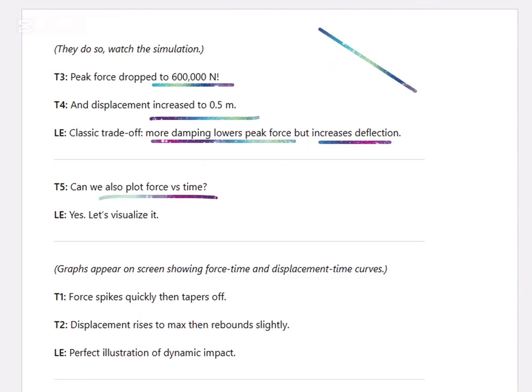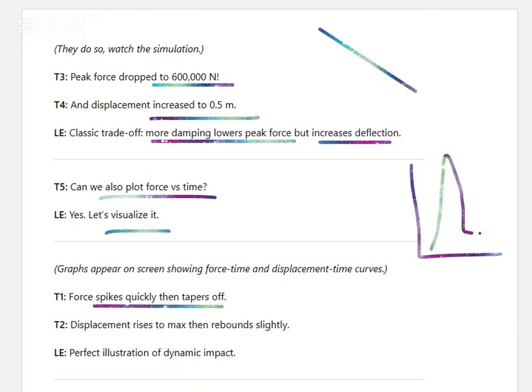Can we plot force versus time so we can visualize it? Force spikes quickly, then tapers off. Displacement rises to a maximum and then rebounds slightly.